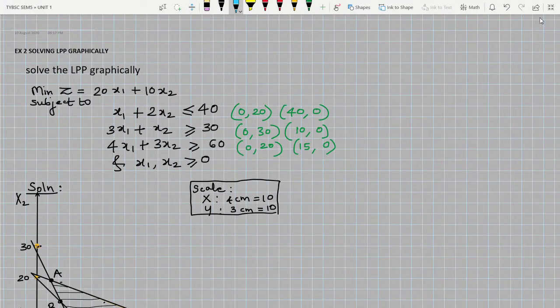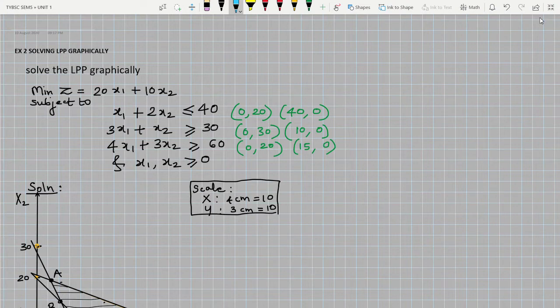Let us solve the second example. Solve the LPP graphically. Minimize z is equal to 20x1 plus 10x2 subject to x1 plus 2x2 less than or equal to 40, 3x1 plus x2 greater than or equal to 30, 4x1 plus 3x2 greater than or equal to 60. These three are linear constraints. One is of less than or equal to type and two are of greater than or equal to type. And the non-negativity condition is also given, x1, x2 greater than or equal to 0.